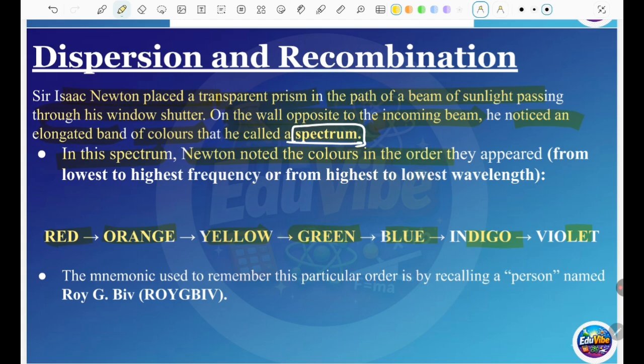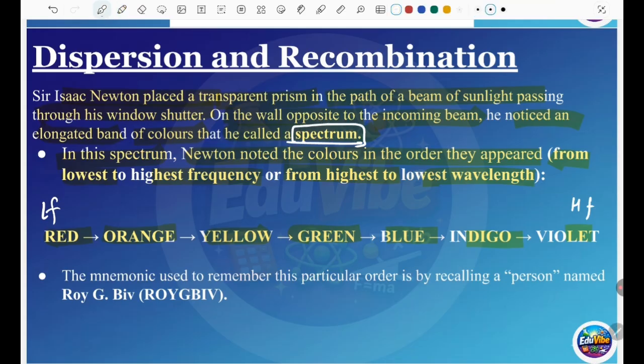This is the order in which Newton saw the colors appear. This order is from the lowest frequency to the highest frequency, and from the highest to the lowest wavelength. So you just have to know about the frequency, and that the wavelength runs from highest to lowest. You have to memorize these colors and their order.